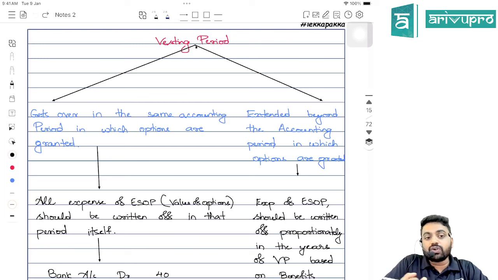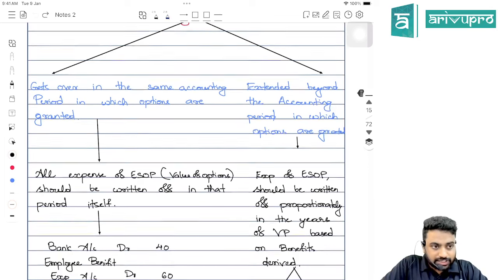If at all it goes beyond 1 year, here we are not considering the exercise period, we are considering only the vesting period. If the vesting period goes beyond the year in which the options are granted, then that is known as extended beyond the accounting period in which it is granted.